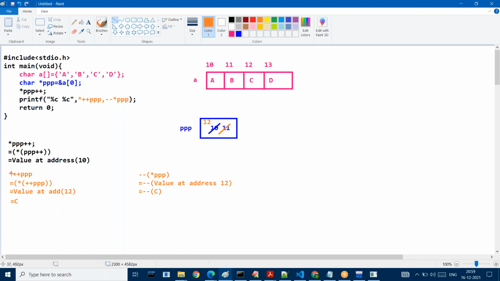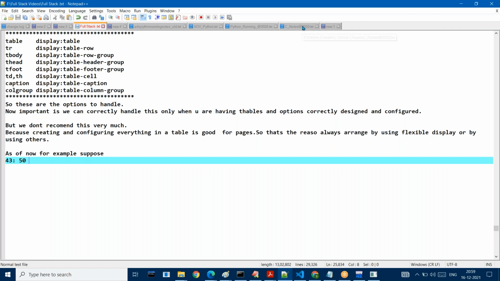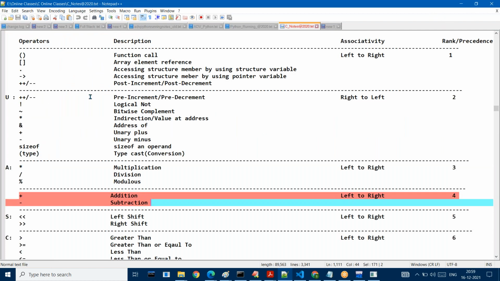Once it is fine, star plus plus PPP. Star plus plus PPP means both of them have the same precedence. Once both have the same precedence, what is going to happen? Associativity will come into the picture. Associativity of the unary operator is right to left. You can check it from here.